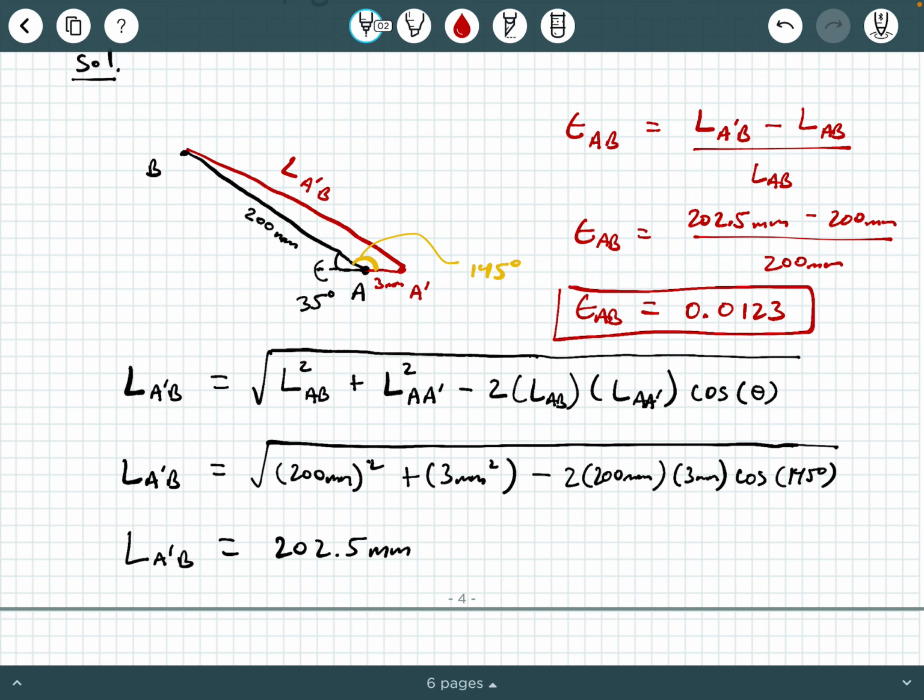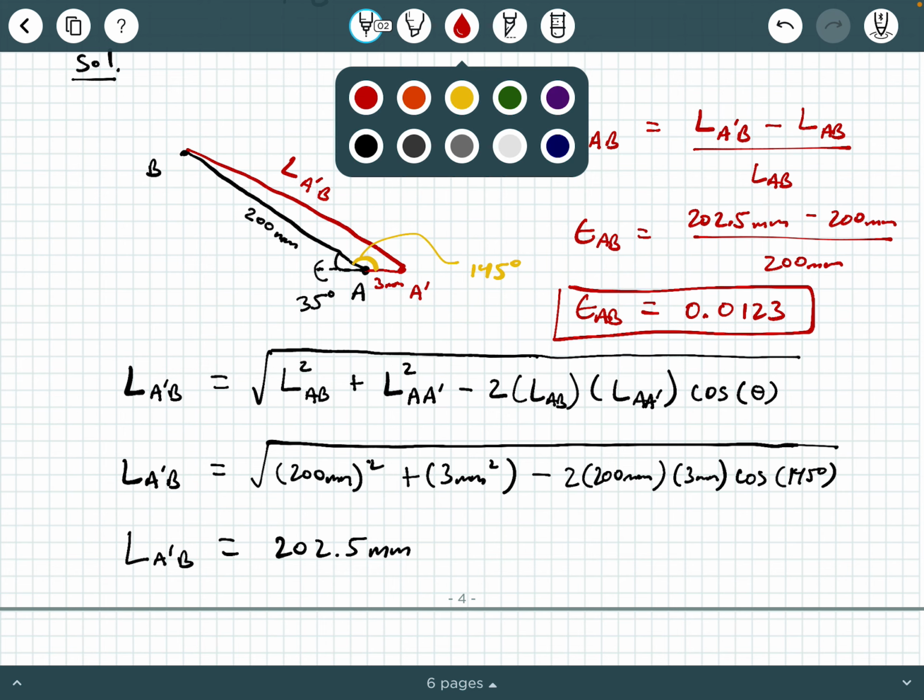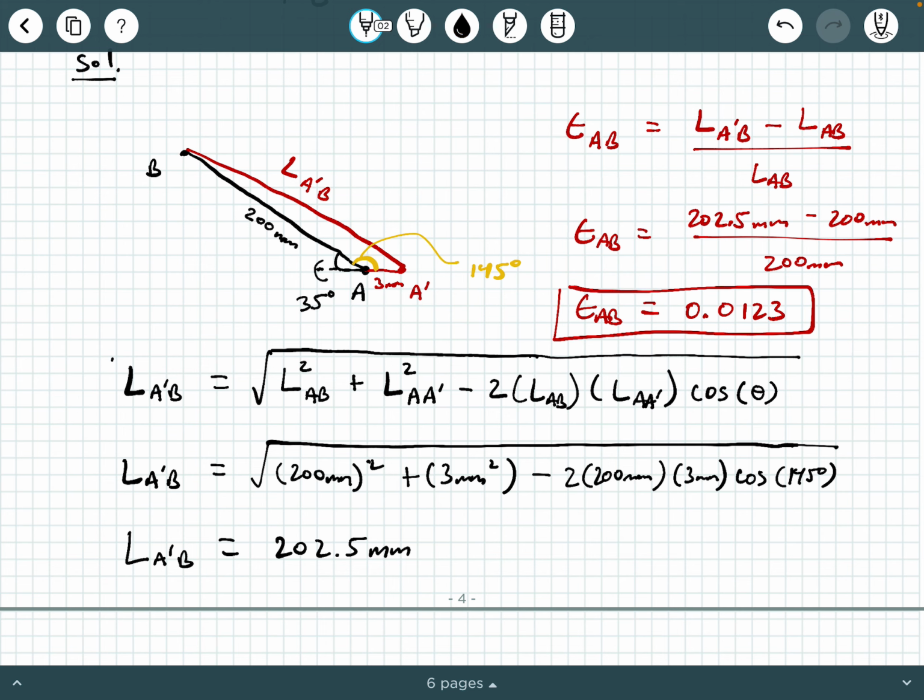Now, if the question asks you to express this strain as a percentage, what do you do? You just take that value we just calculated and multiply it by 100. And so as a percentage, you could express this as 1.23% normal strain, okay? And again, one more time, just to make sure we understand what we're looking at, this L A prime B comes from the law of cosines. So if you're rusty on that, you need to look up some review information on law of cosines, all right?